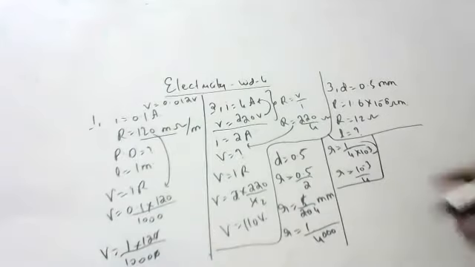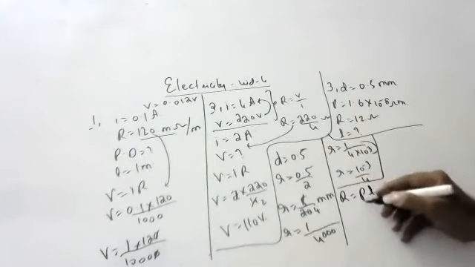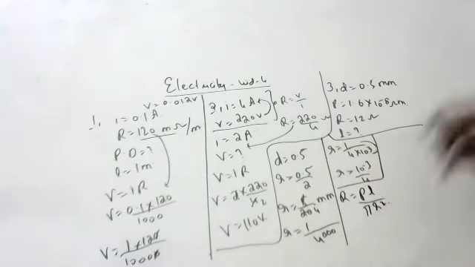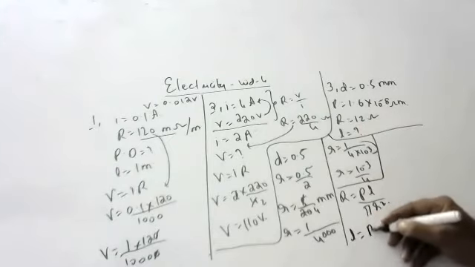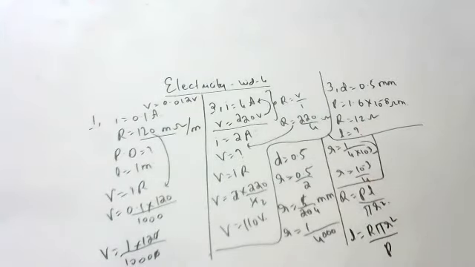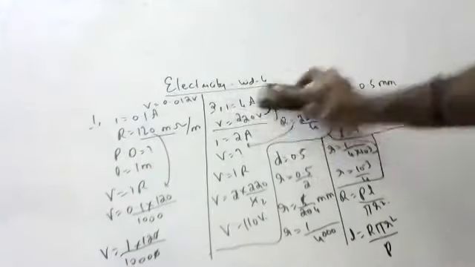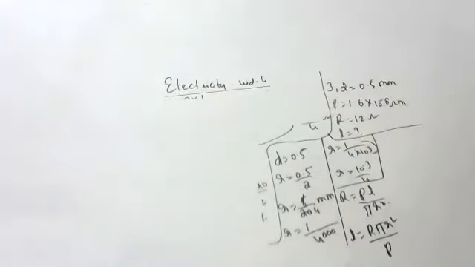Okay, children. So R is equal to rho L by pi r square. But we want the length, children. So length is equal to R pi r square by rho. Pi r square will go up, rho will come down, children. Okay, let's do it here. I hope you all are concentrating, children. Please concentrate. Okay, children, how I'm doing it.